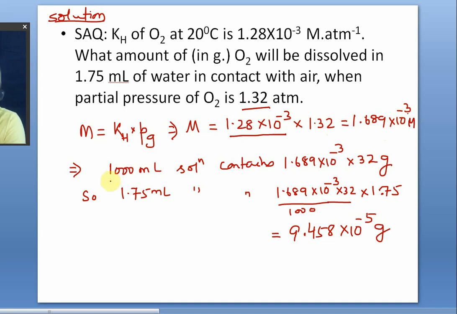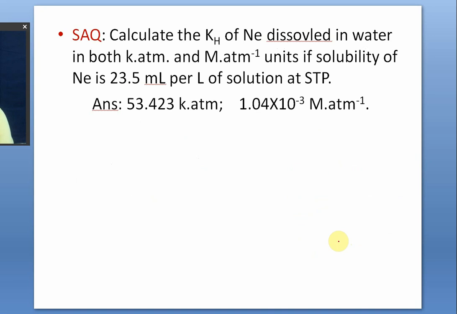1.689 into 10 to the minus. That means 1000 ml of the solution contains these many moles. It is asking how many grams, so into 32, the molecular mass of oxygen gas. So these many grams. So 1.75 milliliters will contain as low as 9.458 into 10 to the minus 5 gram. Right? So you can carry on with the problems that I have given you. You can pause and solve the problems.